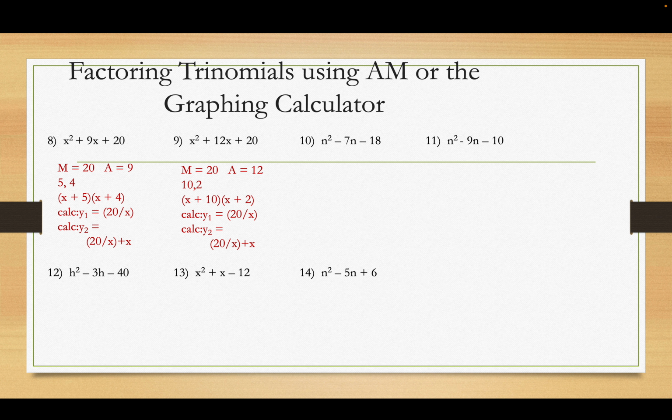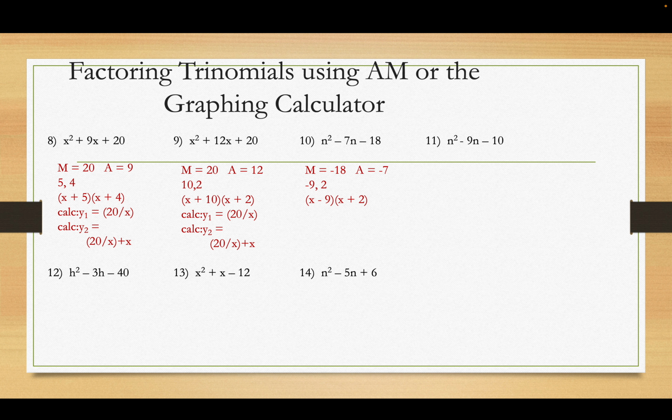Okay, now number 10, I need two numbers that multiply out to negative 18 and add up to negative 7. Those two numbers would be negative 9 and 2. That makes my factors x minus 9 and x plus 2. Remember, we're reverse engineering all of this stuff.